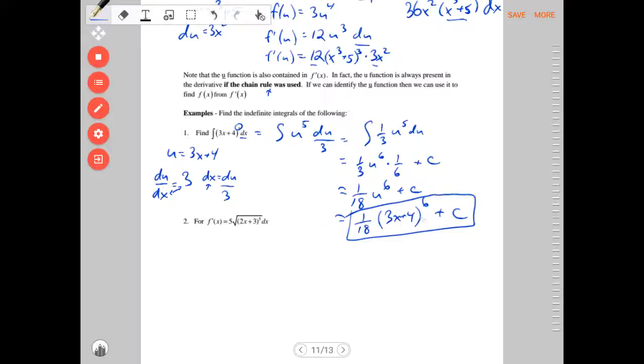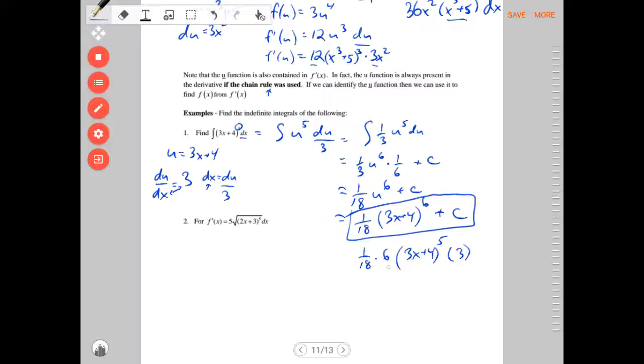So if I take the derivative of this, I should get (3x + 4)^5. Should. Okay, so the 6 comes down, so you get 1/18 times 6 times (3x + 4)^5, and then we have to chain rule out a 3. Okay, well, 1/18 times 6 is 1/3, and 1/3 times 3 is 1.